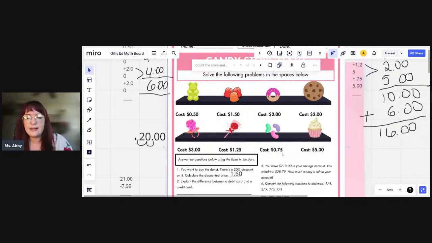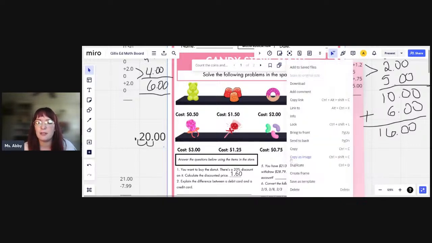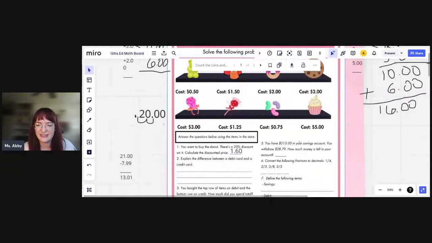All right, and then now we're going to talk about savings. A savings account is money set aside for emergencies or a rainy day fund, and it's money that you're not actively using. So it says that you have $213 in your savings account. You withdraw $28.79. How much money is left in your account?